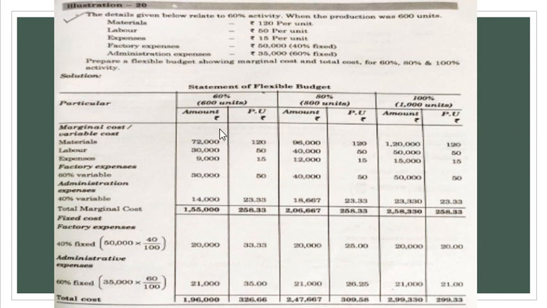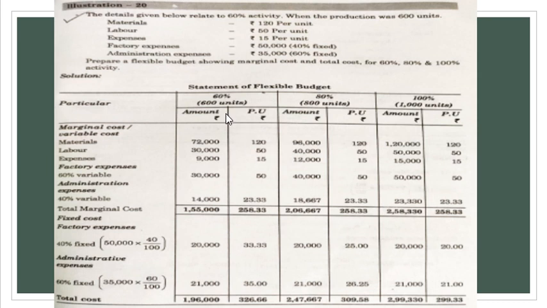So we have got the units here. As the question gives per unit values and the number of units, we will have two columns for each capacity: amount and cost per unit. Under particulars, we will account for all the costs, starting with material, labor and expenses. Material is rupees 120 per unit, labor 50 per unit, expenses 15 per unit. These are variable expenses, so the cost per unit will remain the same; only the total amount will fluctuate. For 60%, 80% and 100% it is 120, 50 and 15.